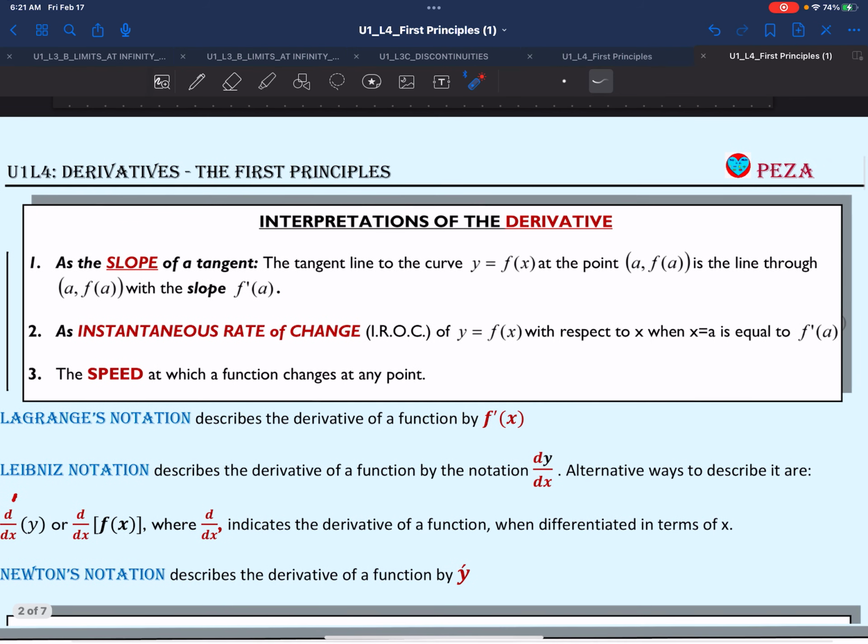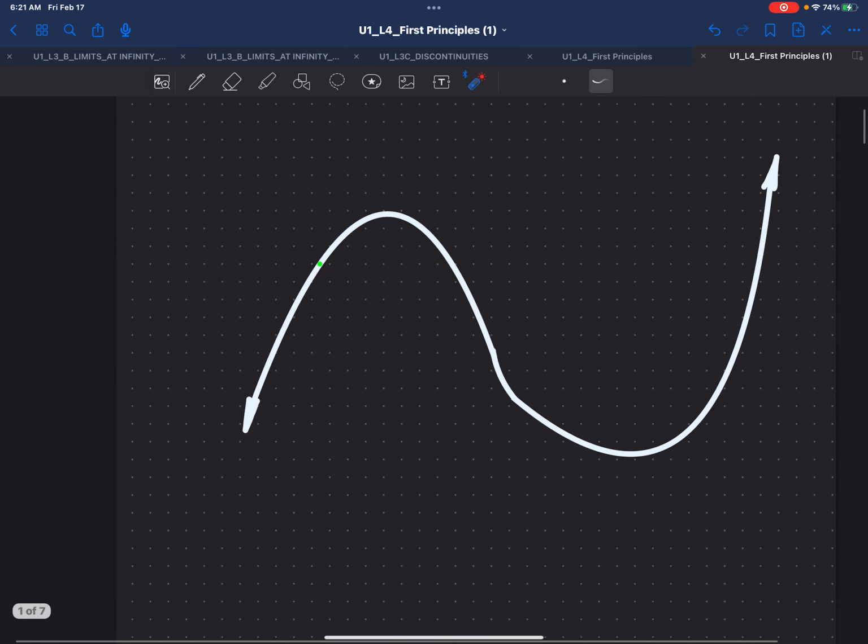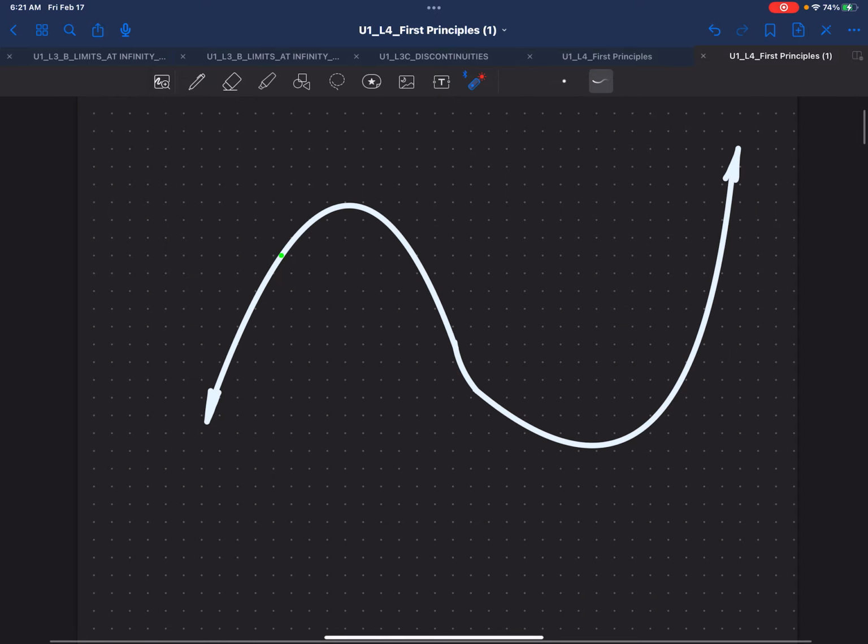In this lesson, we'll explore the concept of the derivative of a function. Let's start with the meaning of the word derivative. To find the derivative of a function means to find how fast the y values of a function are changing at any point. So in other words, to find the derivative of a function means to find the speed of y values in a function.